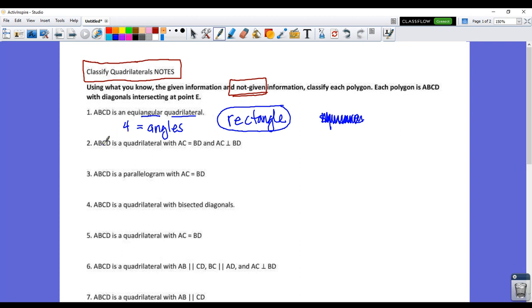Okay, so our next one says it's a quadrilateral with AC equal to BD. Remember, yesterday we talked about how we label these things. So we know it's a quadrilateral, so four sides. This is non-specific, so AB and CD all the way around the outside. And it says AC is the same as BD. So these are diagonals. This one is telling you that it has equal diagonals.